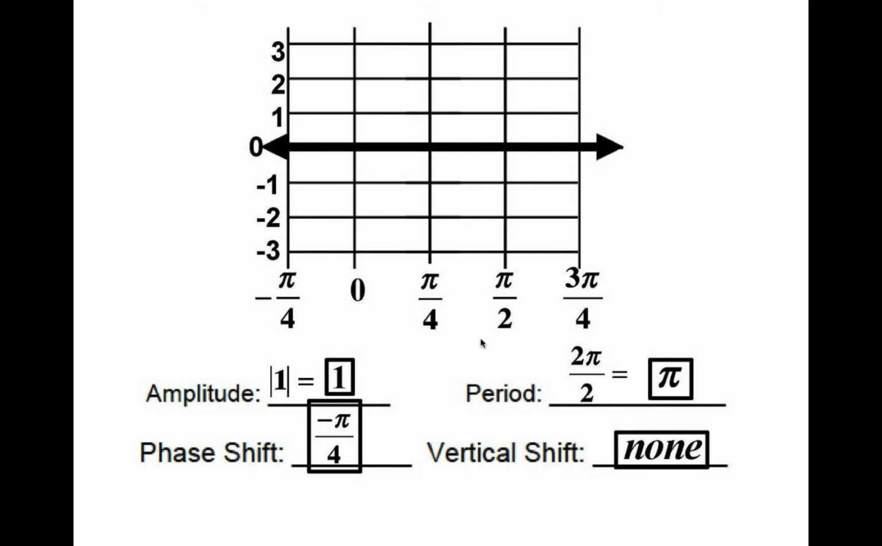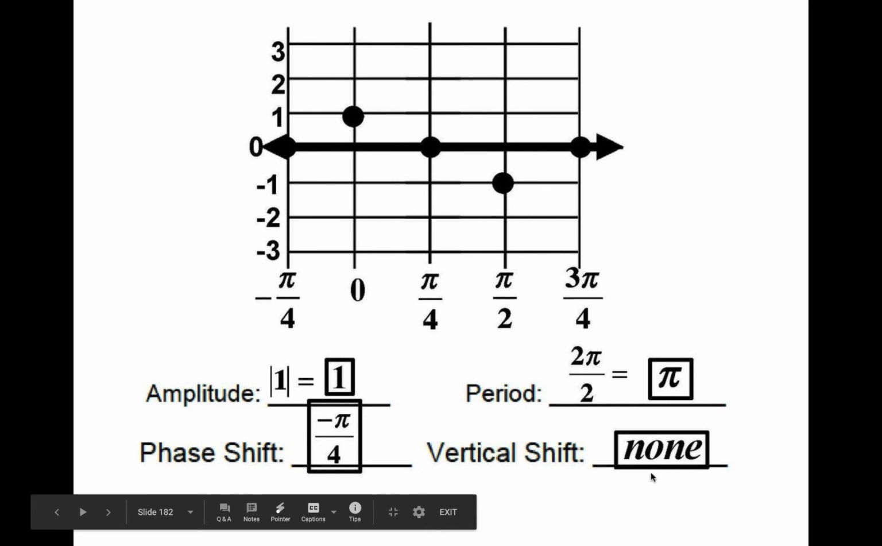Scale the left side. Sine starts at 0, 0. You go up to the amplitude, back to 0, down to the amplitude, back to 0. There is no vertical shift, so that is our graph.